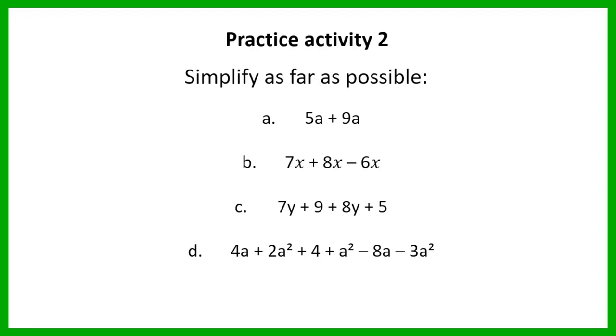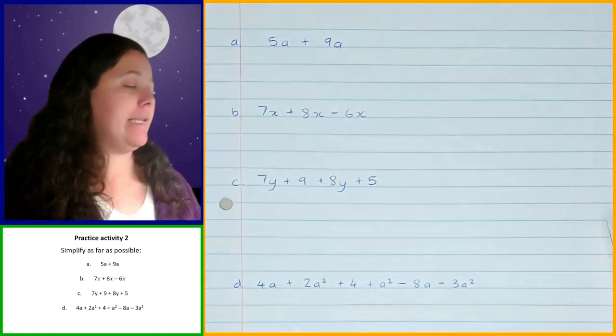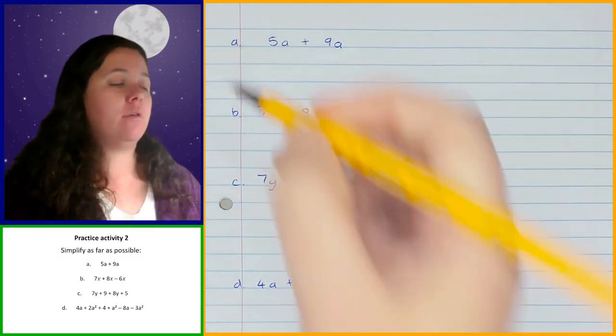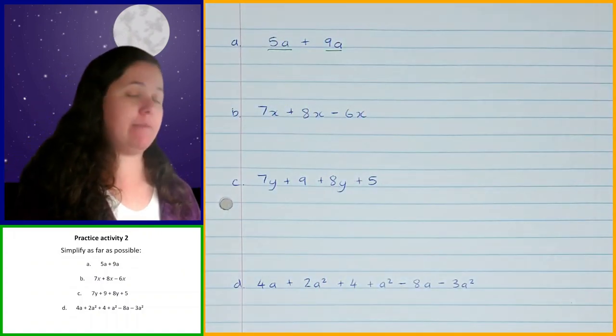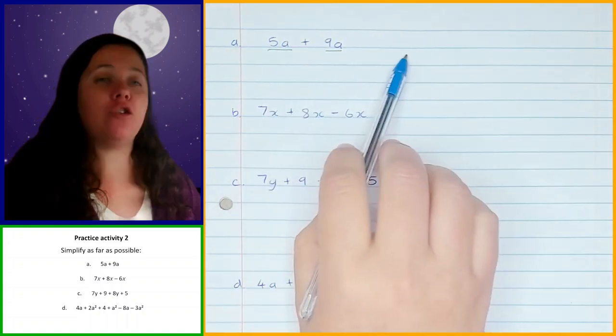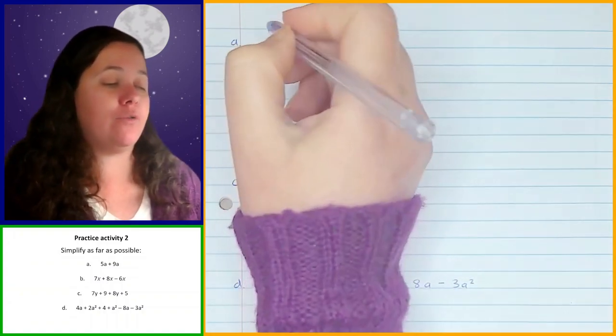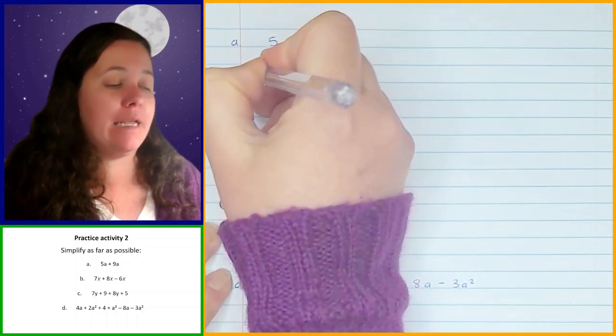Okay, so let's see what you should have got for each of those questions. For the first one, we have 5a plus 9a. In this case, they are both a. They both have the exact same variable and the exact same exponent, so I can just go ahead and add them. There are no other terms that have different exponents or variables, so I don't have to worry about sorting out. I can go straight ahead and add.